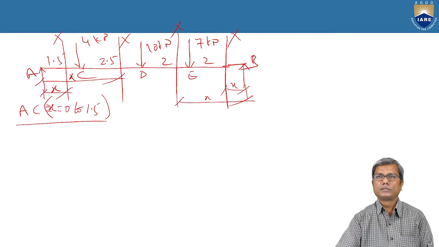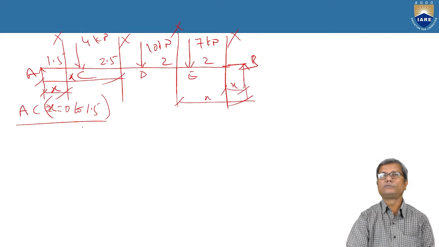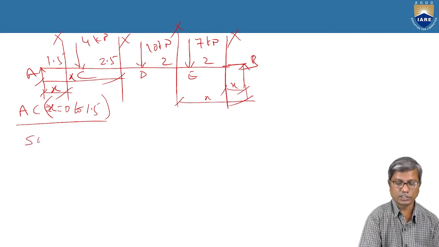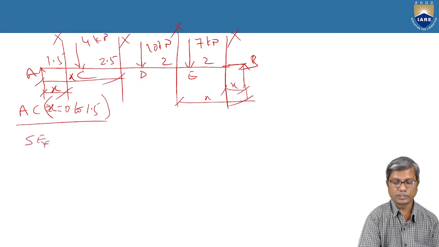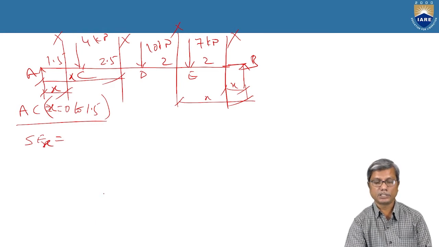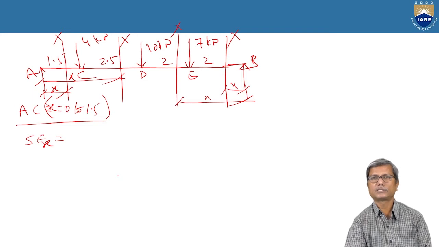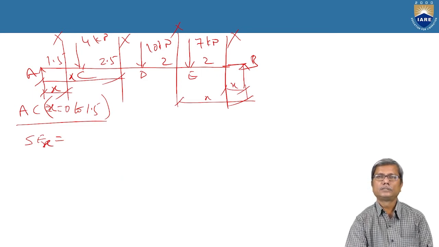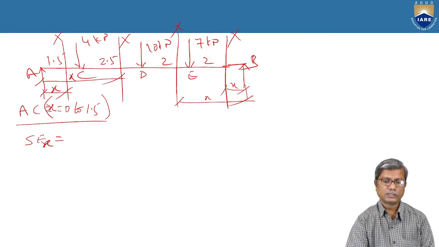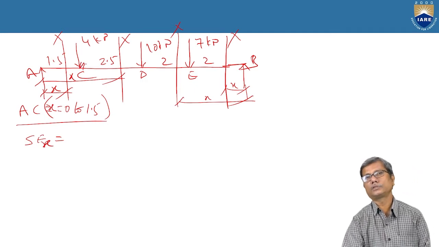So, for the first section in portion AC, the limits for X will be 0 to 1.5, because the equation for shear force or bending moment that we write here will be valid between these two limits, and in portion AC only. If the section crosses C, then the loads that come into the picture will change. If it crosses C, then the 4 kilonewton load also comes into the picture.